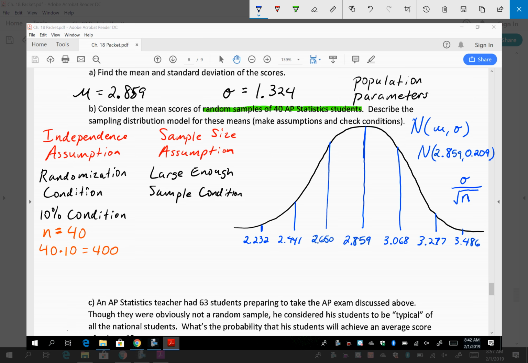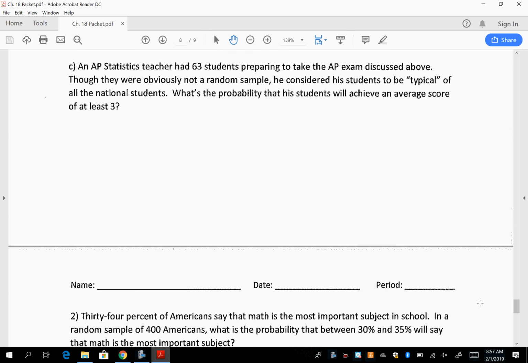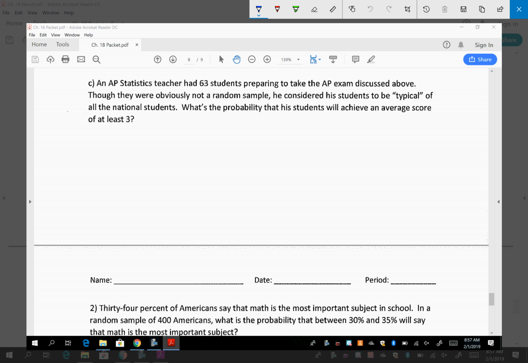Everybody has it down? All right, because it's going away right now. Okay, part C. Let's have Galileo. Would you mind reading part C for us? Thanks. Teacher has insisted students preparing to take the AP exam discussed above. Though they were obviously not a random sample, he considered his students to be typical of all the national students. What's the probability that his students will achieve an average score of at least 3?